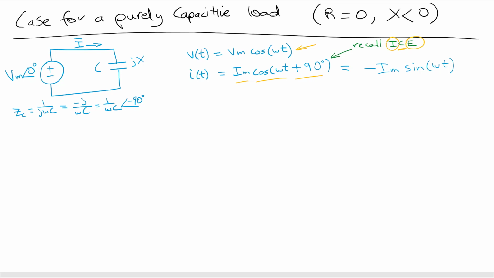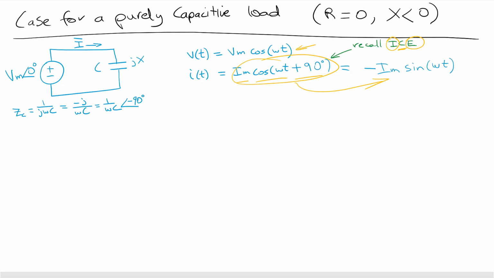And then if we convert the cos omega t plus 90 to a simpler form, we get minus Im sine omega t, okay. So what we've done is this cosine, the plus 90 has shifted it to the left, okay, by 90 degrees, and that becomes a negative sine wave.